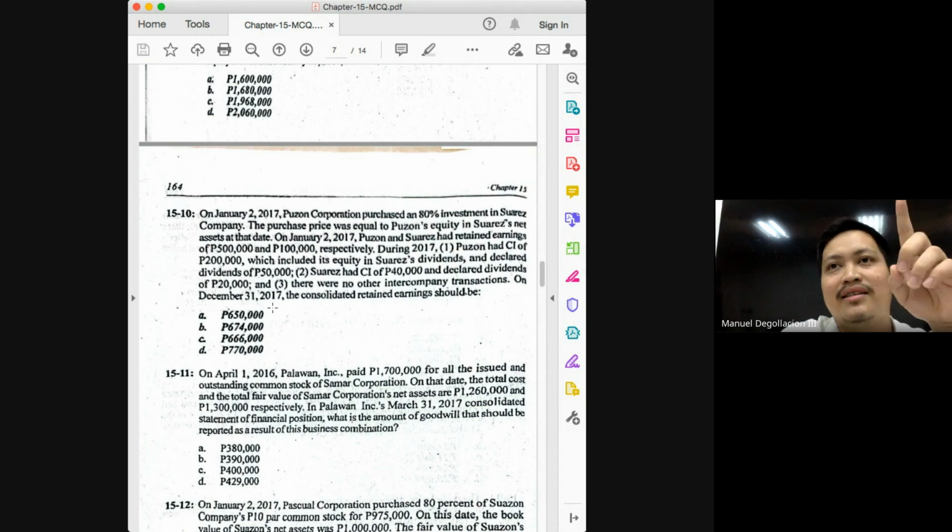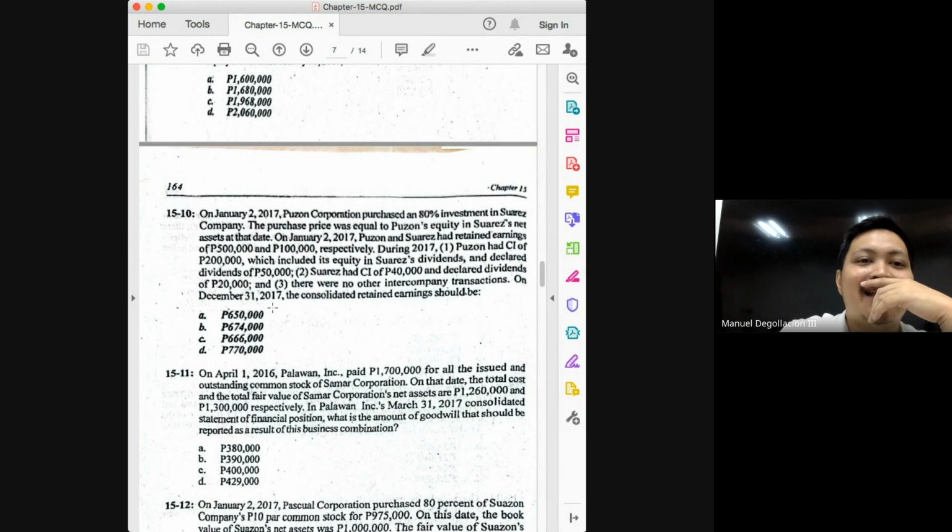Whose dividends, class? This is where students get confused. In computing for the consolidated RE, whose dividends are you going to deduct? The dividends declared and paid by the parent. Because again, we are now trying to get the retained earnings of the consolidated entity. Okay, and the consolidated entity can be broken down into the parent, the controlling interest, and the non-controlling interest. Okay.